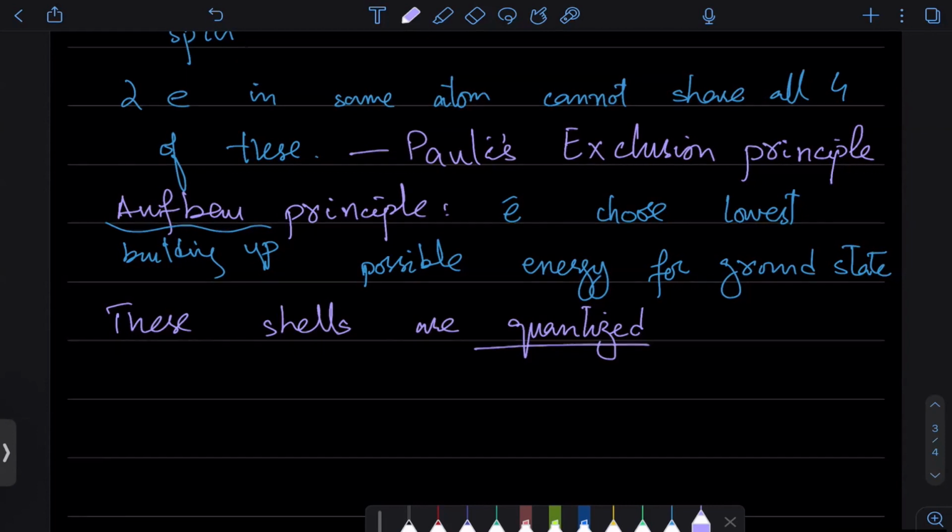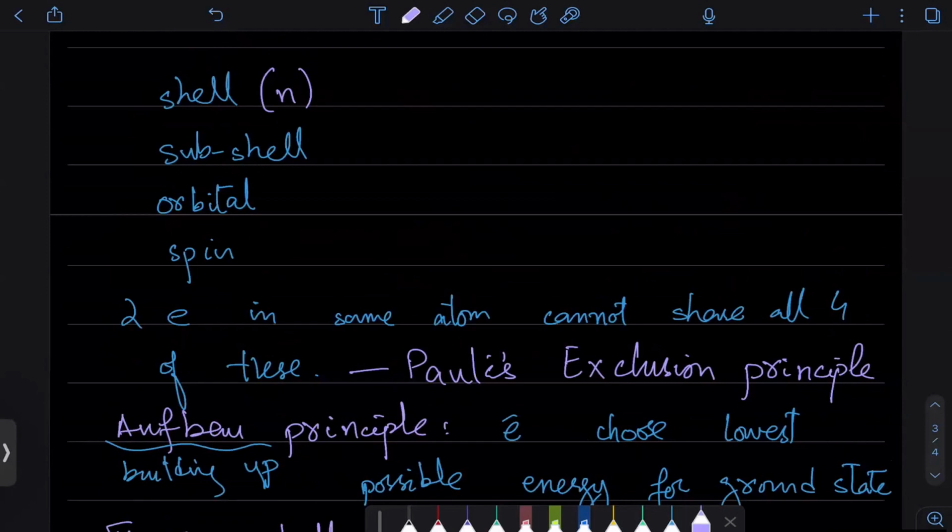Now, subshells also have numbers, but just for simplicity, we don't give them numbers. We give them names. So we say S, P, D, F. G, H, I भी हो सकते हैं, लेकिन अभी तक हमें कोई atom इतना बड़ा नहीं मिला जिसमें G हो. But theoretically, it can be there. So electrons can fill these. And the number of electrons that can fill in there depends on how many orbitals these have. The number of orbitals is in odd numbers.